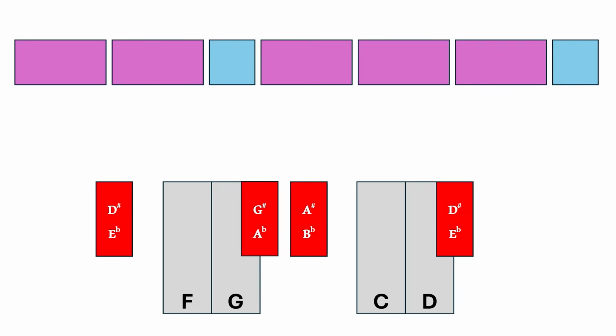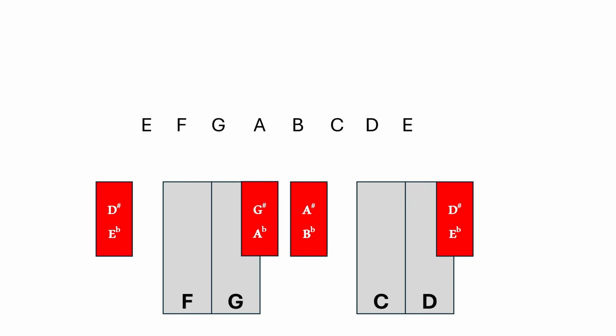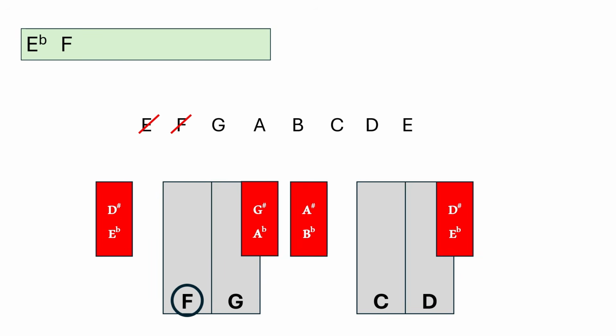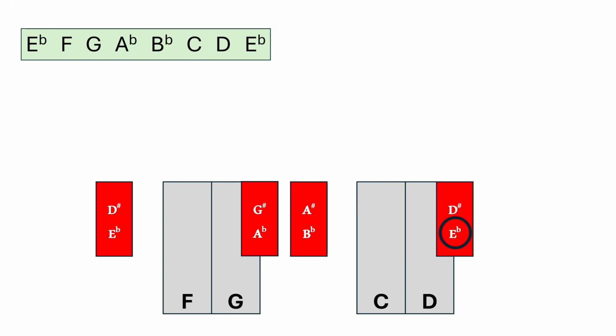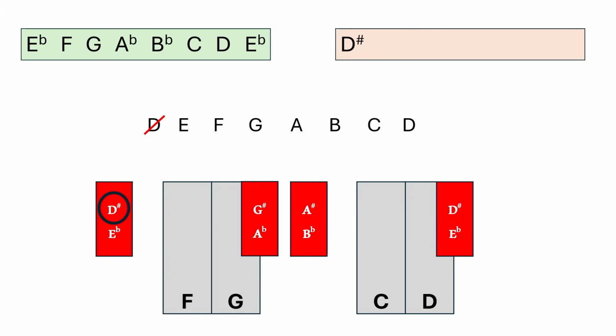Like in Chapter 2, we need to check we have 1 of each letter from E to E, so let's add the letters above. We start on E flat, the next note is F, the next note is G, then A flat, followed by B flat, then C, then D, then E flat. That was quite simple. Now let's create the scale of D sharp major.